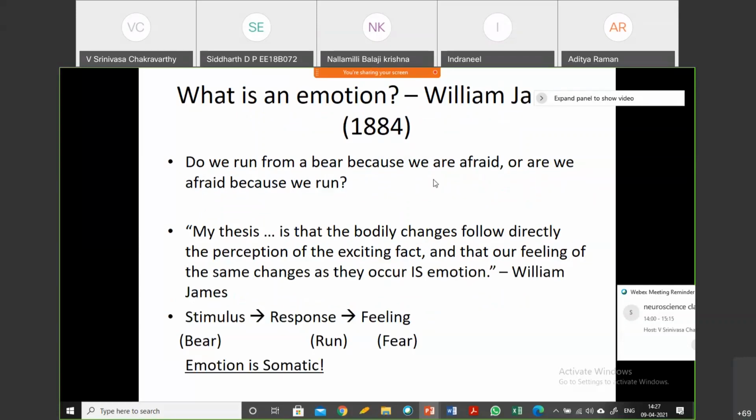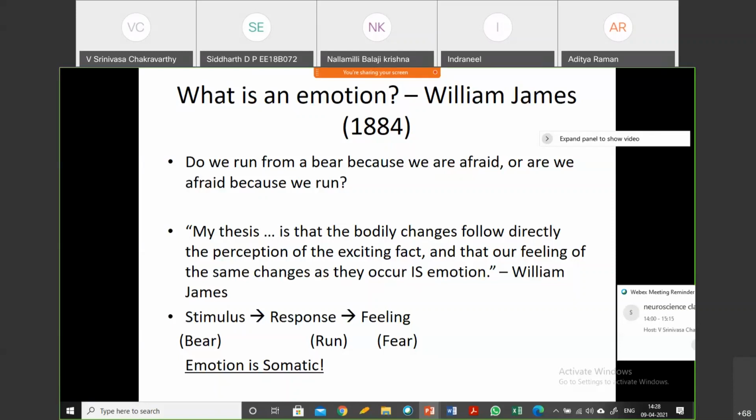One of the first attempts in that direction was by American psychologist William James in the late 19th century. This man had a slightly different take on the subject. He said something totally counterintuitive, totally opposite to what we normally believe. He begins with this question: do we run from a bear because we are afraid, or are we afraid because we run? Which comes first? It's like a chicken and egg question. Our normal understanding is that you see the big bear, and it's ready to pounce on you, so you get scared and start running. So that's our normal sequence.